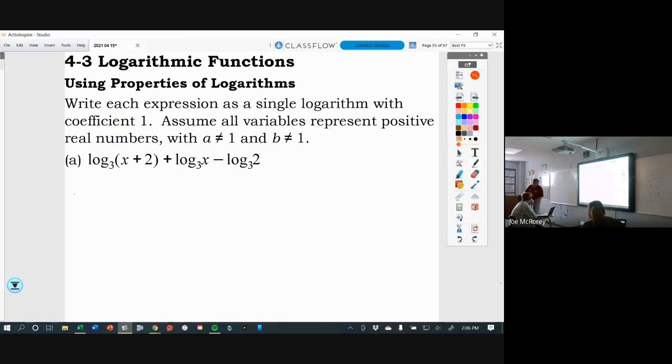Y'all did better than second and fourth period. Great job. The positive ones go on top. The negative one goes on bottom. So, a single log statement: log base 3. This thing and this thing go on top, so x plus 2 and x. Can you distribute it? So you wrote x squared plus 2x? That's technically right.